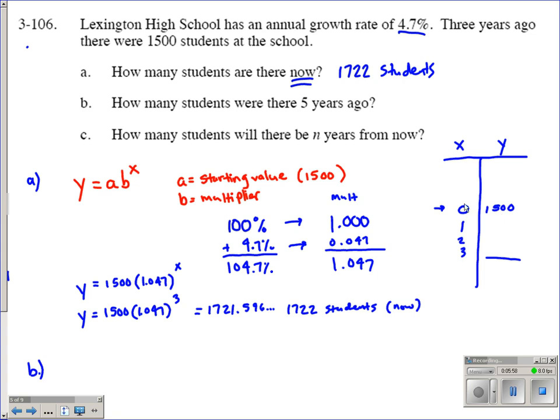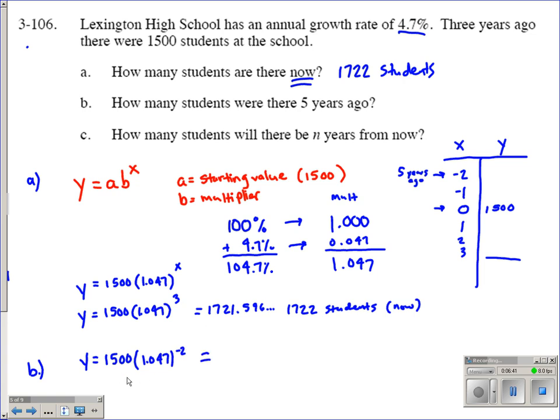In order for me to come up with an input value that was 5 years ago, I need to go back 2 more. So this is back 1 year, 2 years, 3 years, 4 years, 5 years. So my input value into my function, this is 5 years ago. I'm going to substitute that in for X and solve it. So I have Y equals 1,500 times 1.047 to the negative second power.